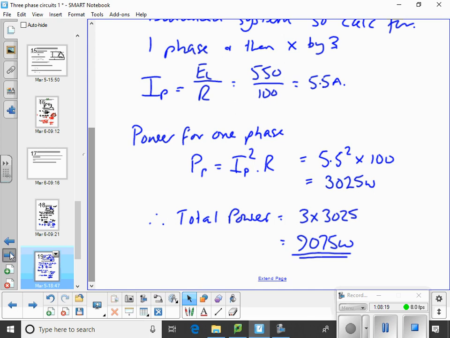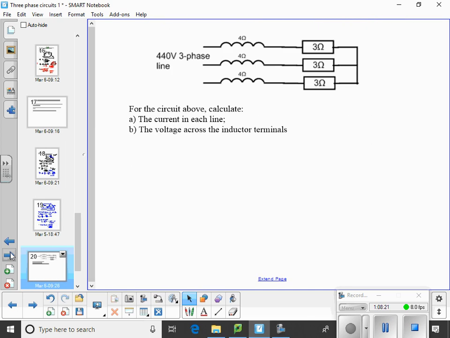Right. Let's have a look. See what else we got here. Now we're going to have some fun. First of all, how is that load connected? We got 3 4-ohm inductors or windings with their series resistances of 3 ohms each. How are they connected? Star or delta?